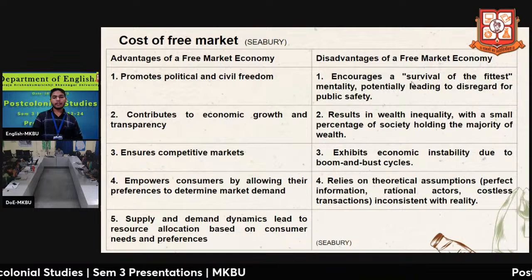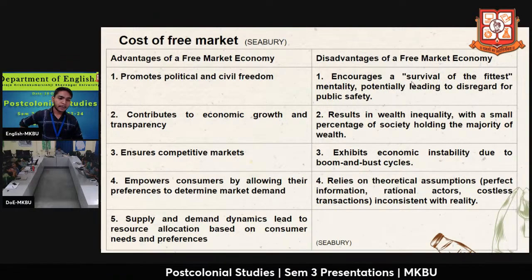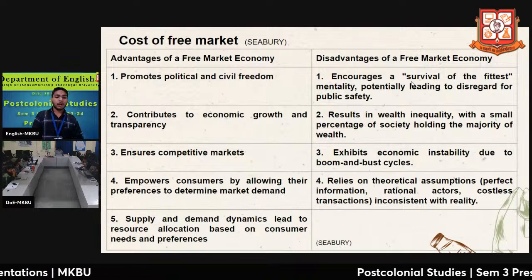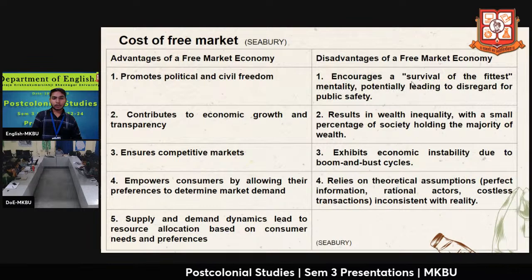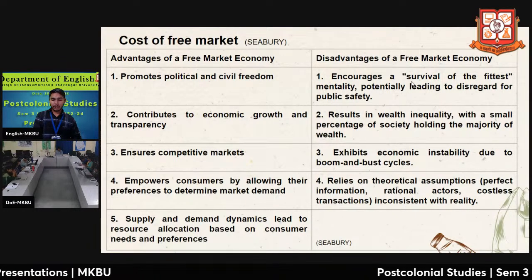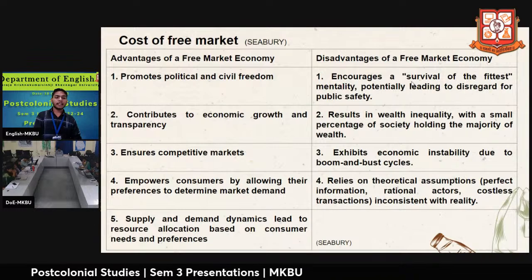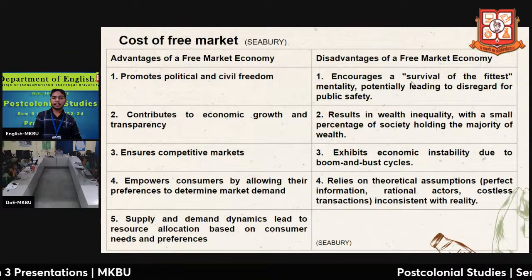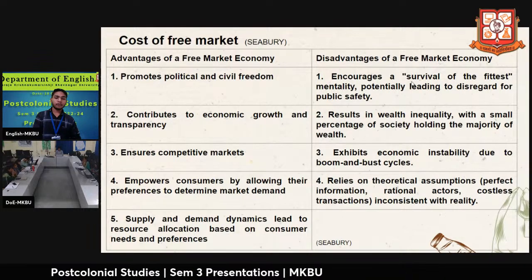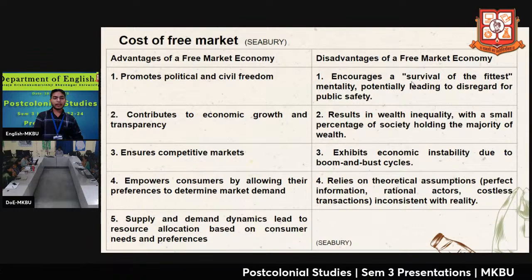Cost of free market. Here I will discuss the advantages and some disadvantages of this free market. The advantages of market fundamentalism are that it promotes political and civil freedom. In this market, there is less interference from the side of government, and they have freedom in their conduct. It contributes to economic growth and transparency. It ensures competitive markets, where they can compete with each other.